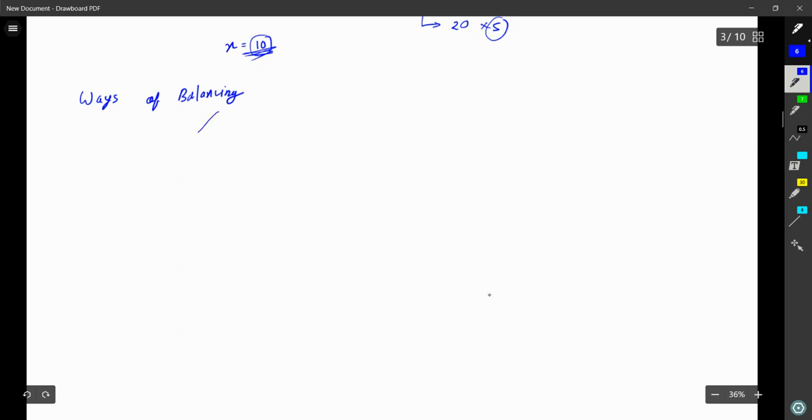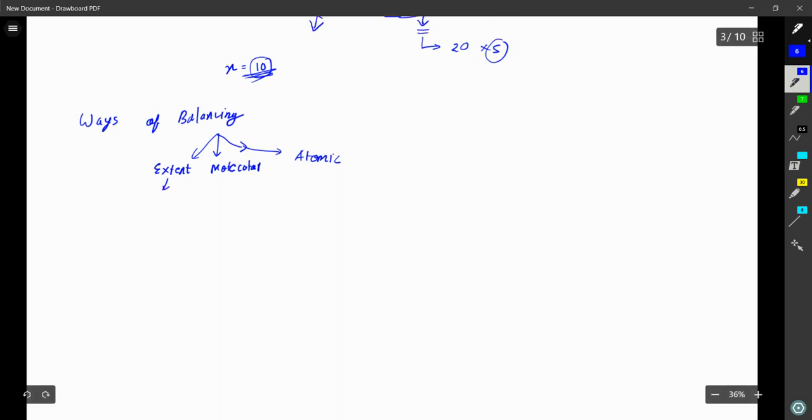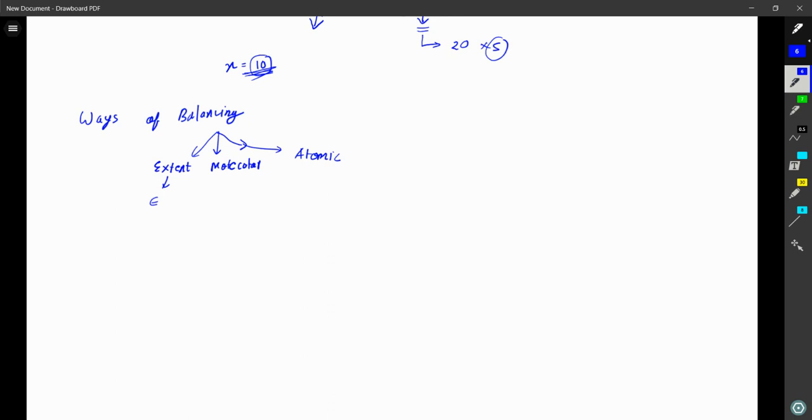In ways of balancing, there are three types. One is extent of reaction, one is molecular balance, and one is atomic balance. As the terms are evident about their meaning, for extent of reaction, you take some basis of reactant, or maybe it's given in the question, and then you say that this reaction has taken place to an extent of epsilon. Epsilon equal to 1 means complete reaction, epsilon equal to half means 50% conversion. So you take an extent and write everything in terms of this extent of reaction and then solve the question.